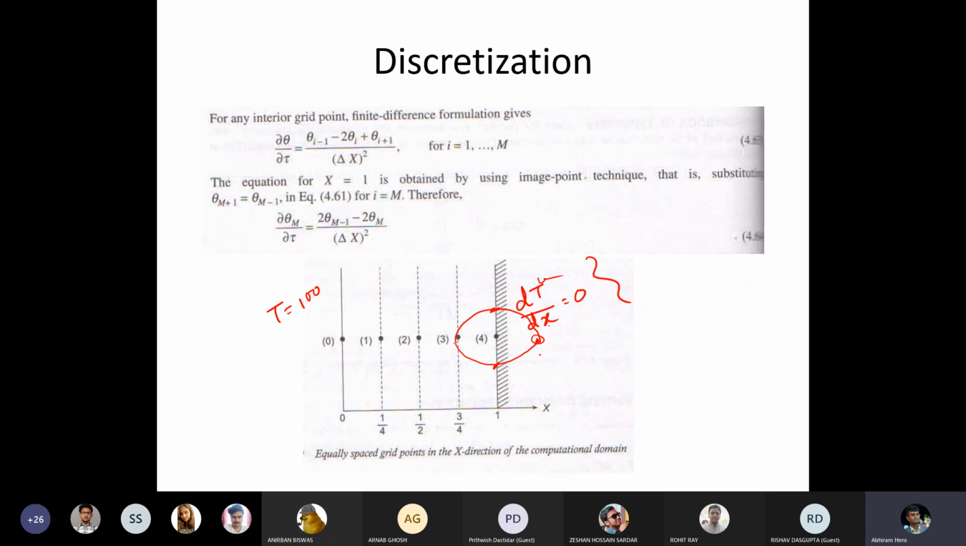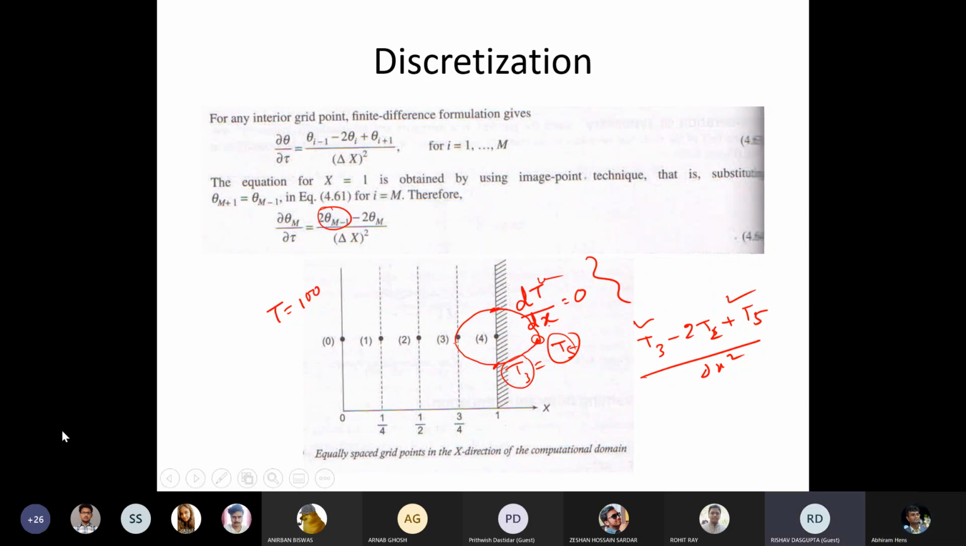So T5 and T3 will be equal, because T5 is an unknown point. It is a virtual point, you cannot take it into the solution. So you can express T5 in terms of T3 with this assumption, and that is what is done there. Ideally you would write it as T3 minus 2T2 plus T5 by delta x square, right? Now since these two are equal, we are doing it as 2 theta m minus 1, minus 2.